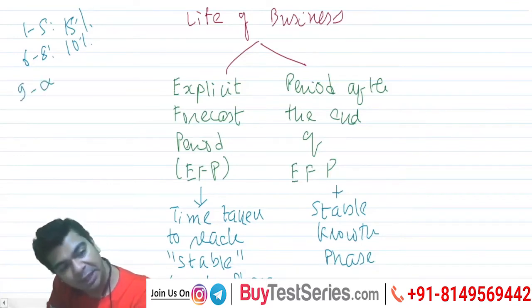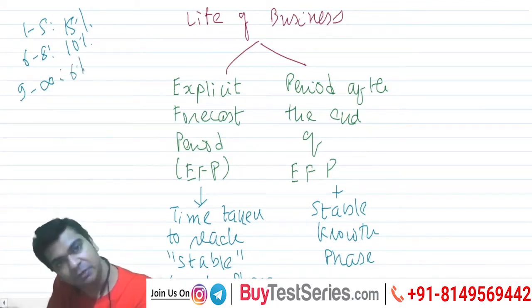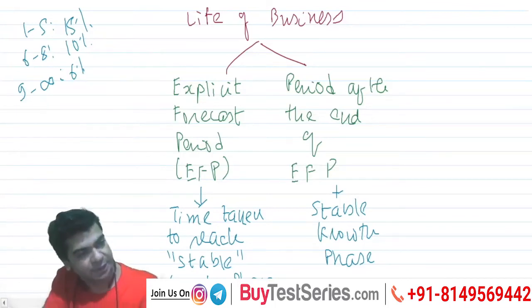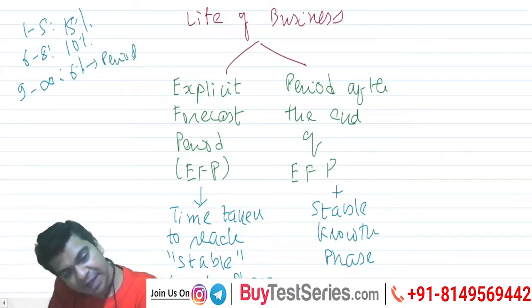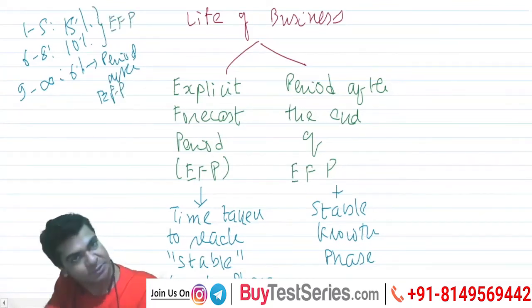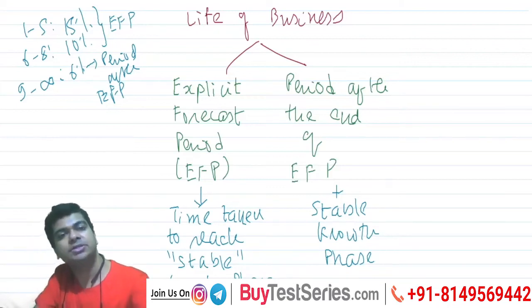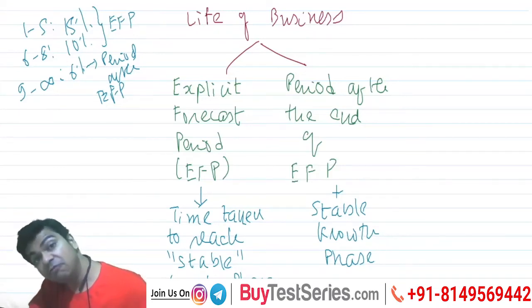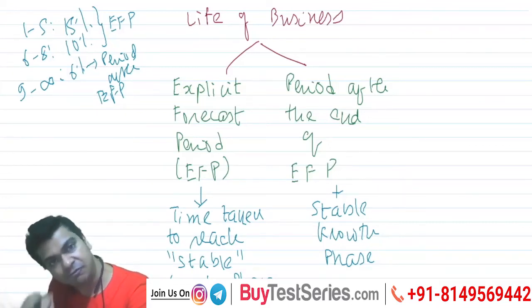And then a time will come that from year 9 to infinity, as long as it keeps on doing business, perhaps it will keep on growing at a stable rate of 6%. Getting it? So this 9 to infinity will be understood as the period after the end of the explicit forecast period, while the first 8 years will be understood as the explicit forecast period. You get my point? So till you don't reach the stable growth phase, it is the explicit forecast period. Once you are of the view that now the company will grow at a stable rate, or maybe the company will not grow at all, that means the explicit forecast period has ended. You have entered into the period after the end of the explicit forecast period.